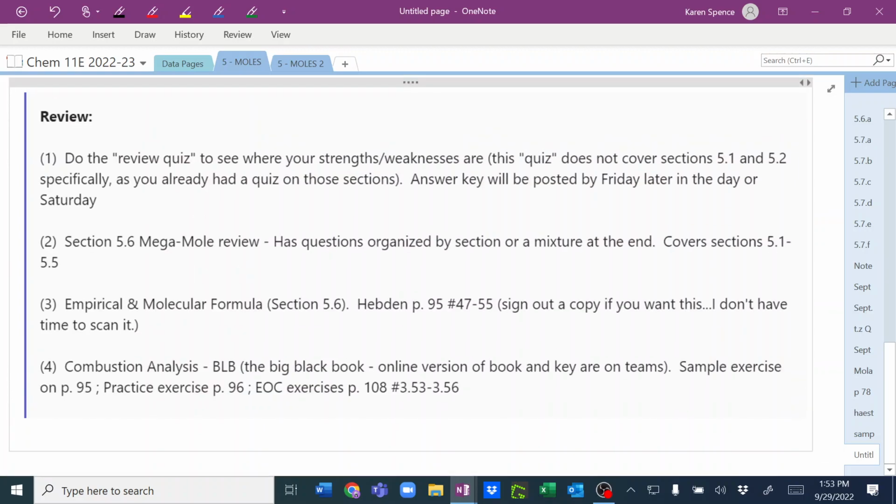Section 4.2, there is the mega mole review. The mega mole review has questions organized by section, and there is a mixture at the end, and it covers sections 5.1 through 5.5. Empirical and molecular formula: Hebden has a bunch of good questions, the trickier ones, where we've given you a percent composition, and then we've given you the density of a gas, and we say, find the molecular formula. Yes? So that is where you can find some of those.